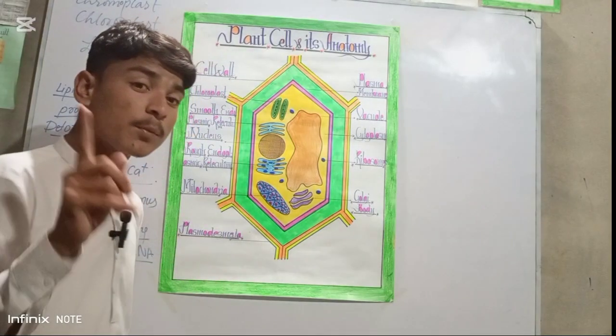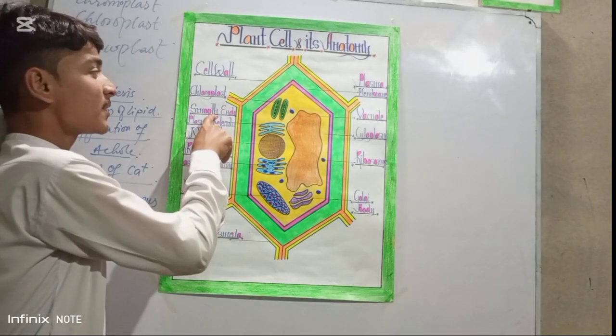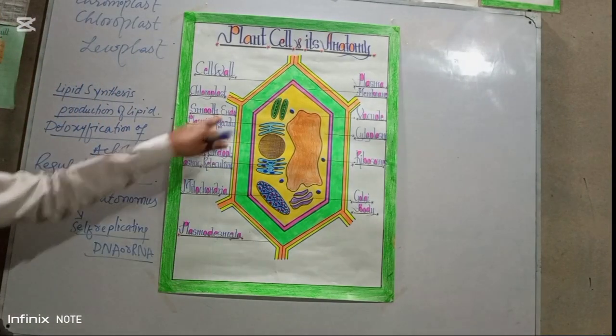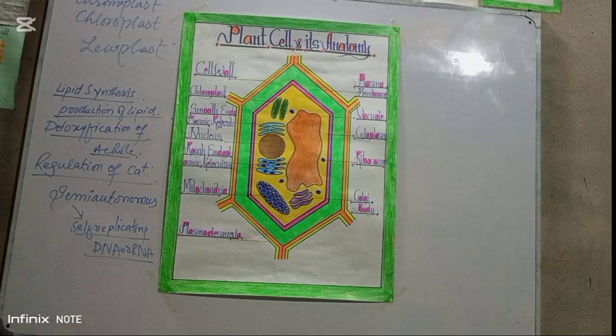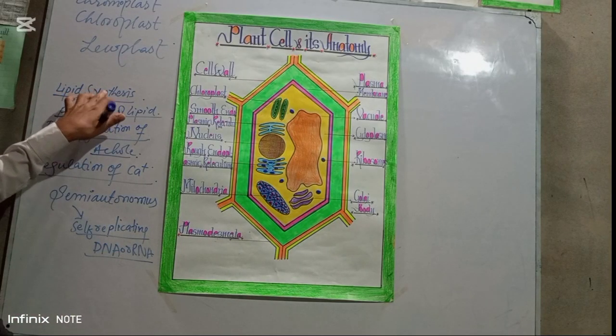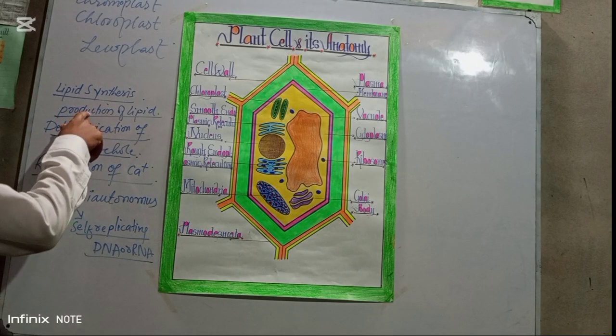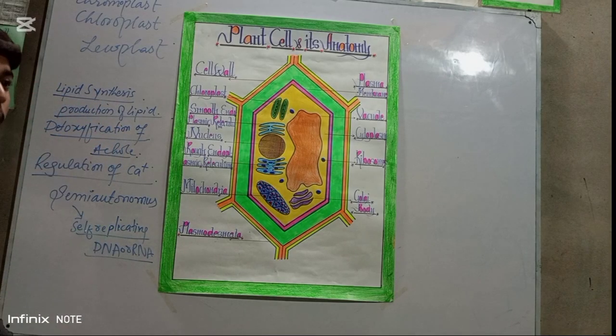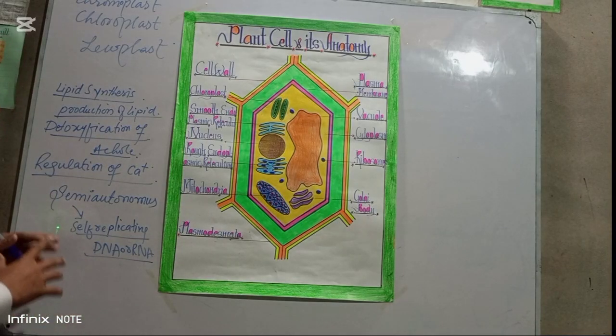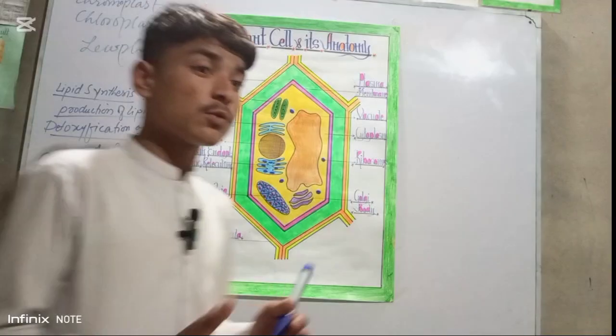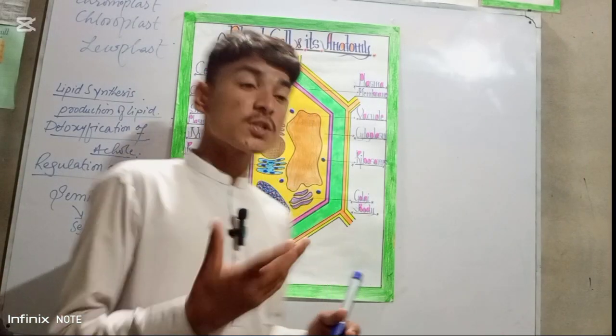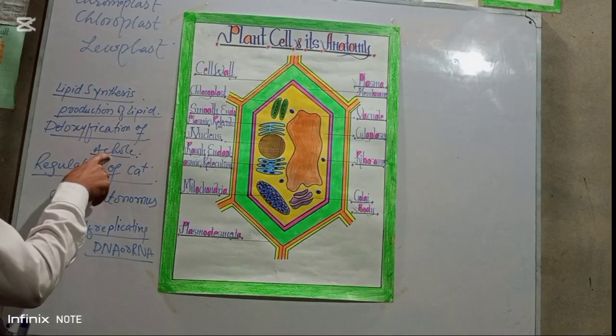The smooth endoplasmic reticulum has no ribosomes. Its functions are the synthesis of lipids and the detoxification of alcohol. Alcohol is a toxic material, and the smooth endoplasmic reticulum detoxifies it.